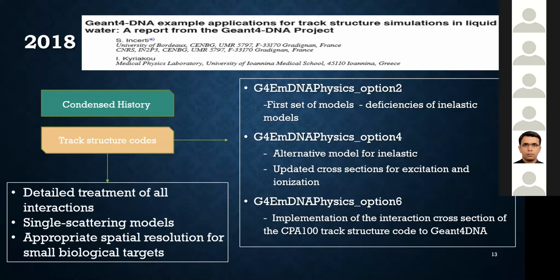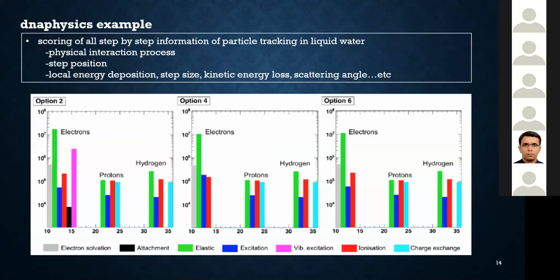And also we have option 6. Option 6 is not an upgrade of the previous ones. On the other side, option 6 is an implementation of another Monte Carlo code called CPA100, which models the physics in a certain way. So this code was implemented in Geant4-DNA, and that's option 6. If you remember, I told you I was going to mention the DNA physics example, because it makes a comparison of how these constructors that I mentioned before work.